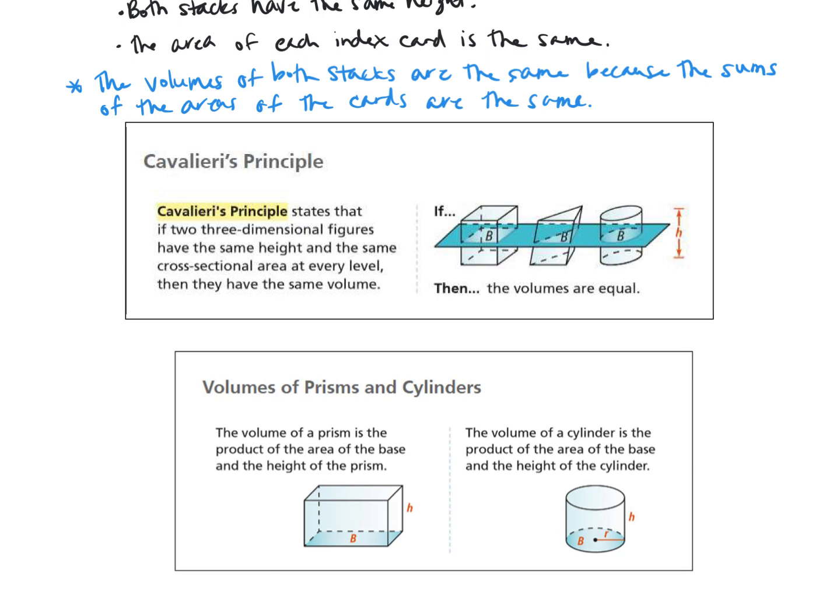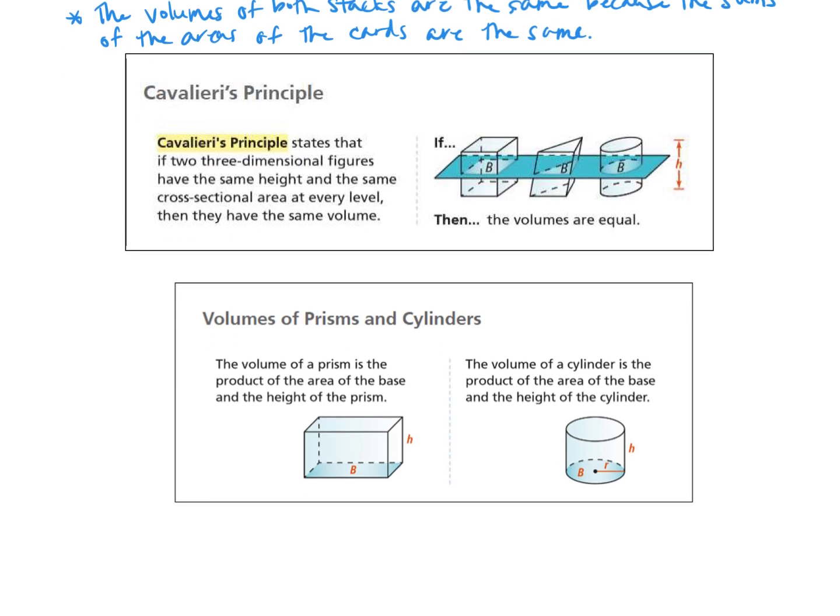So Cavalieri's principle states that if two three-dimensional figures have the same height and the same cross-sectional area, in the example above that was an index card, at every level, then they will have the same volume. So here we have, if we have three-dimensional figures where the cross sections have the same area and they have the same height, then the volumes will be the same.